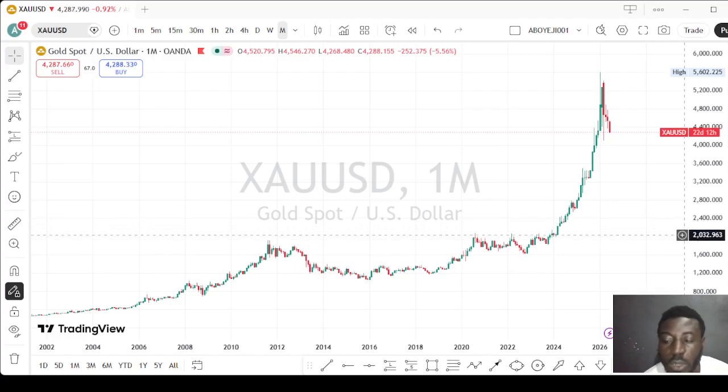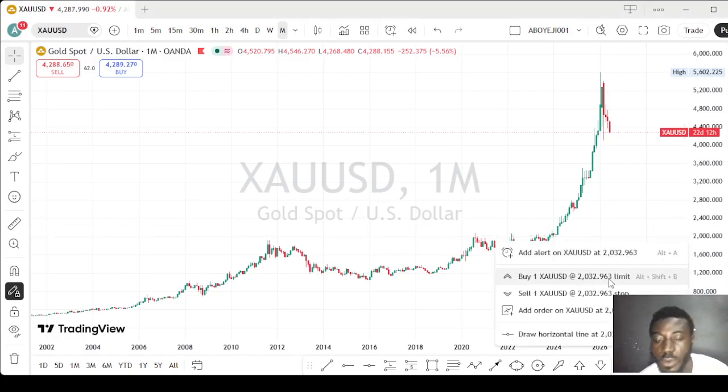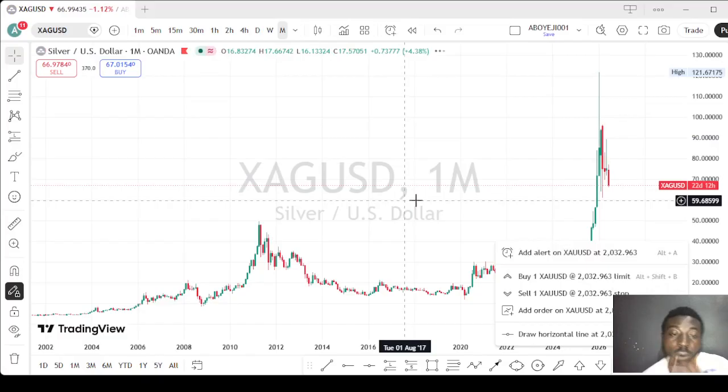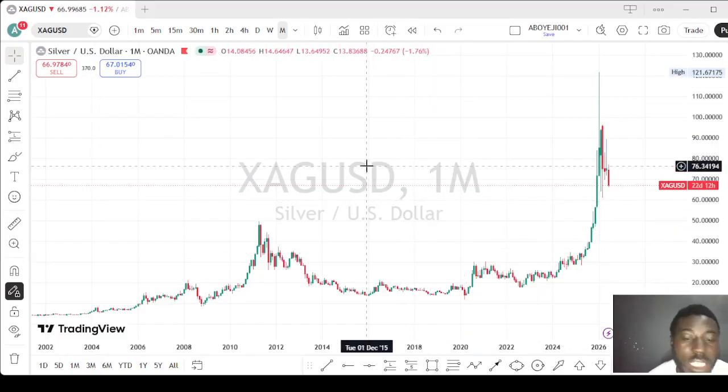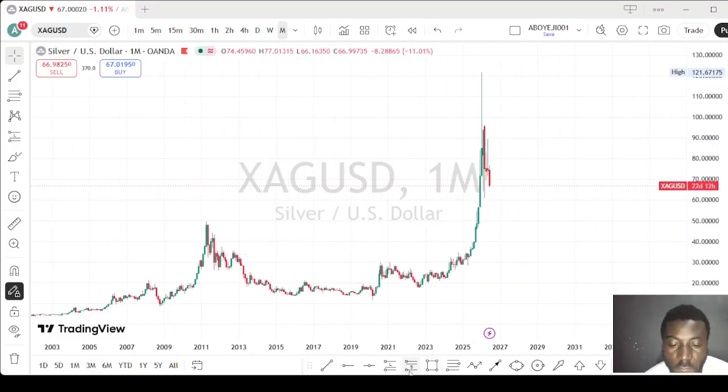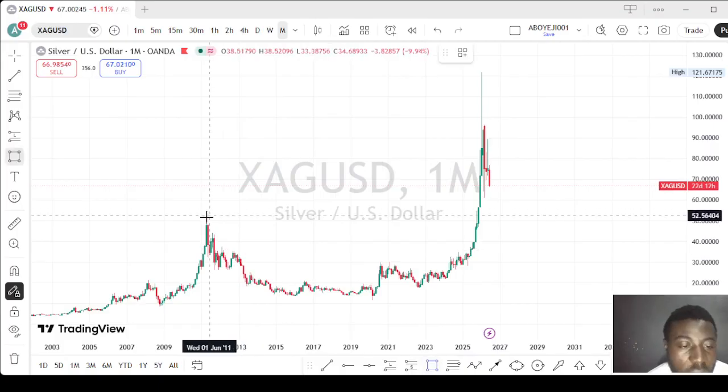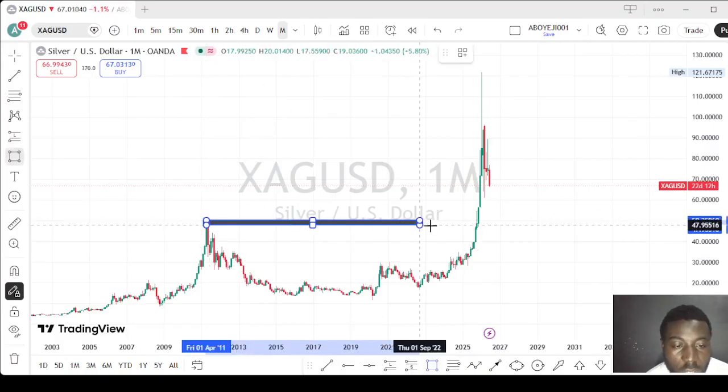So let's quickly see what the chart has for us before we move. We already know we started from silver. This is silver, and this is the monthly time frame. This is the general overview of what we are having on the monthly time frame. We plotted our key levels. This is our first key level here.